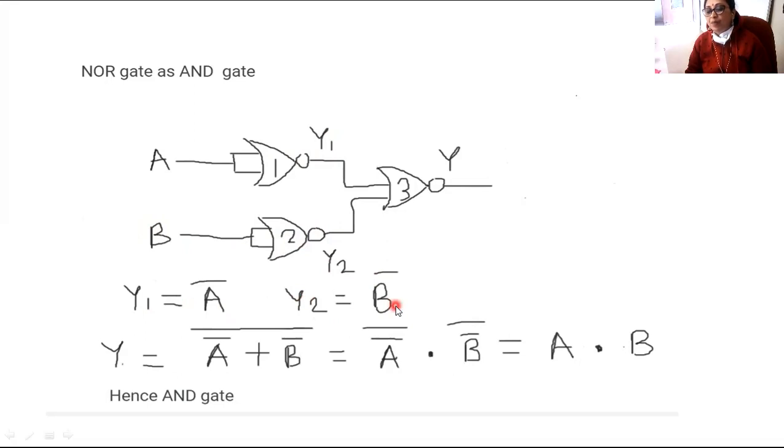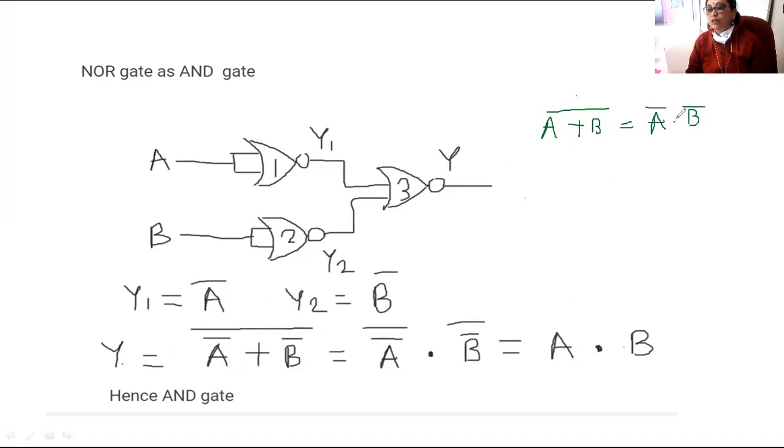Now this A bar and B bar is applied as input to gate number 3. So what will be the output of gate number 3 then? Y is equal to, as this is a NOR gate, (A bar plus B bar) whole bar. Now here you can use De Morgan's theorem. Which De Morgan's theorem? (A plus B) bar is equal to A bar dot B bar.